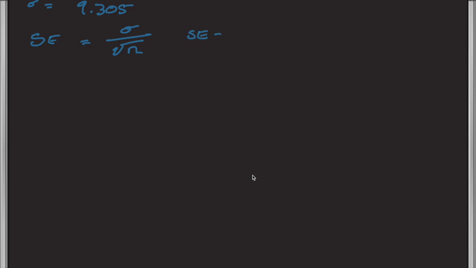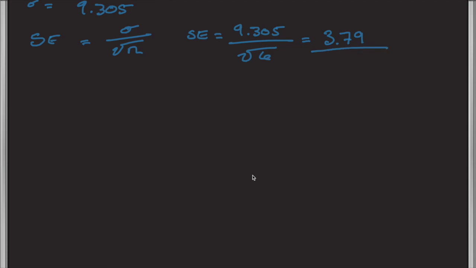We're going to go SE is equal to 9.305 over the square root of 6, because we had 6 initial observations. If we do the math there, our standard error is approximately 3.79. Great, so this gives us our standard error.